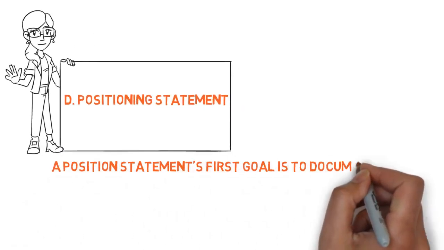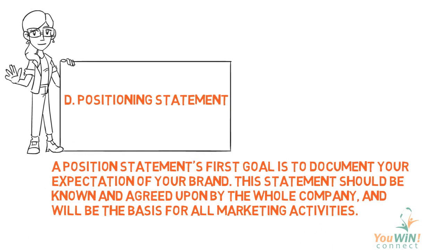Finally, the positioning statement. A positioning statement's first goal is to document your expectation of your own brand. This statement should be known and agreed upon by your entire organization and will be the basis for all marketing activity. Okay, so now let's take a few minutes to identify a positioning statement for each of our businesses. I have put a template here that makes it easier for you to come up with a positioning statement. So we'll take a few minutes to do this before we move on with our learning.